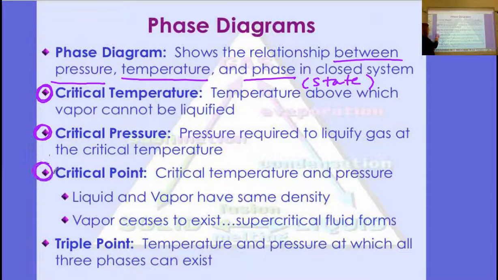The critical point, which is where the critical temperature and the critical pressure meet, where the liquid and vapor have the same density. You can't really tell the difference between a liquid and a gas at this point. And you'll also be required to label the triple point, which is the exact temperature and pressure where you can see gas and liquid and solid all at the same time together. So it's both boiling and melting at the same time.